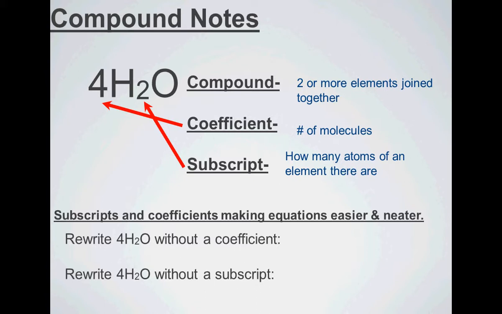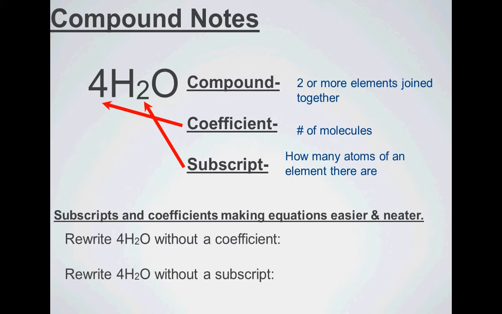Now what if there is no coefficient, or if there is no subscript? That's assumed to be what? Does that mean 0? No, it's just a plain element like that. It means 1. So if there's no subscript, it's inferred that there's 1 of them.